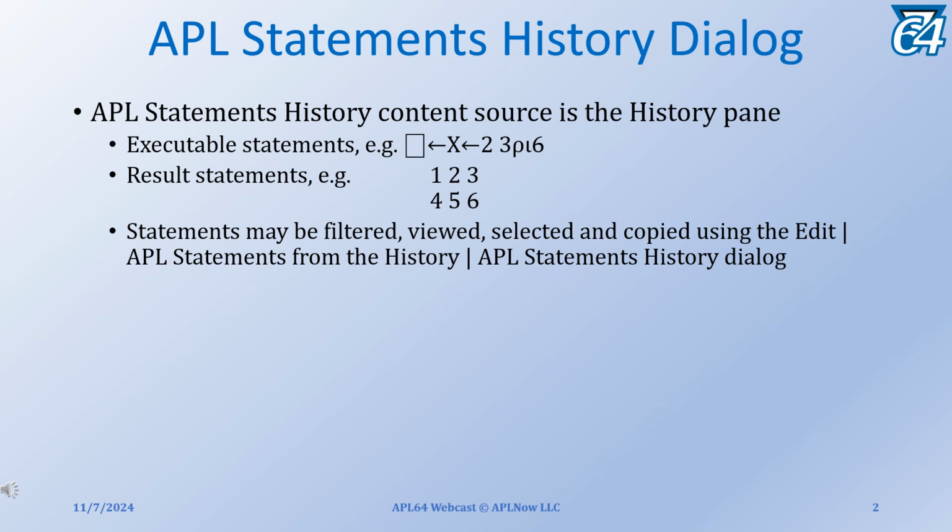The APL Statements History dialog displays a list of recent APL statements. The source of these statements is the history pane of the APL 64 developer version. Executable statements are entered by the APL 64 programmer or as interpreter callback statements. Result statements are emitted by the interpreter when an executable statement is processed. The APL Statements History dialog list of statements may be filtered by executable statements, result statements, or all statements.